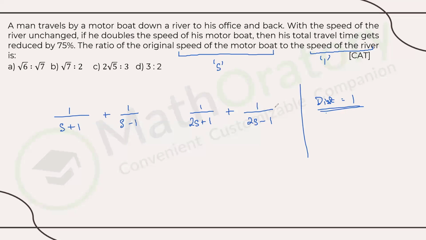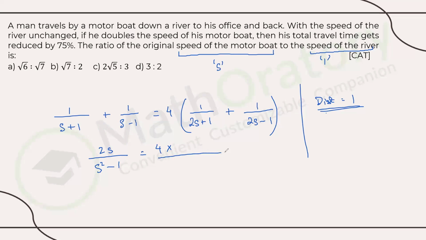Now what do we know? This time is 1/4 of the original time, or the original time is 4 times this time. Right? So let us just simplify this now. On this side, we have taken the LCM, S square minus 1, and added, obviously, 2S, that is S minus 1 plus S plus 1. And 4 times.